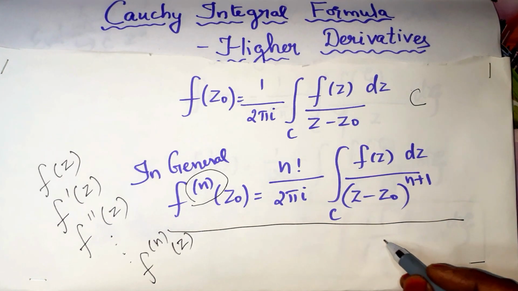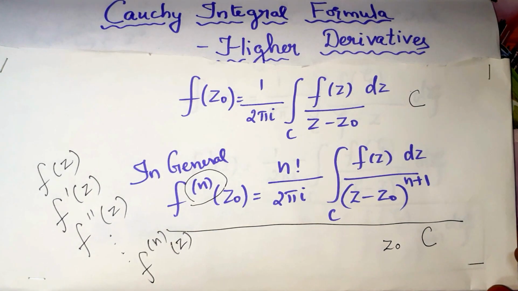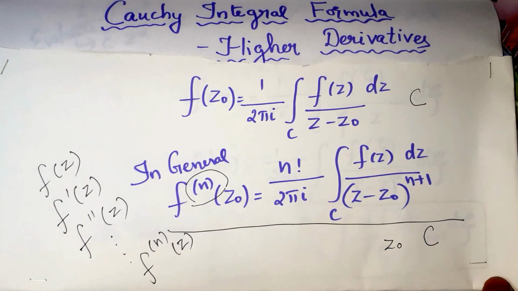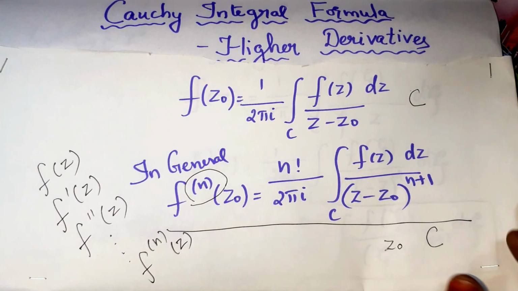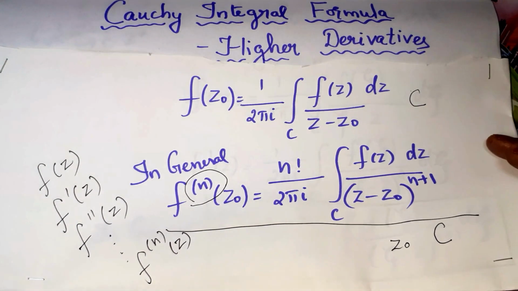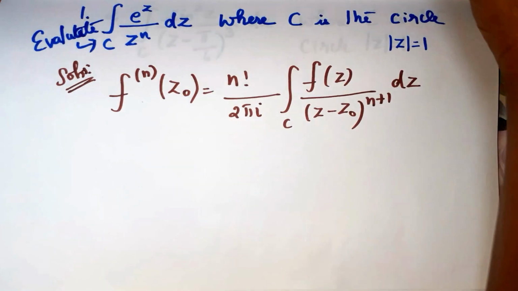Here also z0 has to lie inside the curve given c. If it lies outside, the total integration will become 0. If it lies inside only, we have to use this Cauchy integral formula. Let me explain this using some examples.